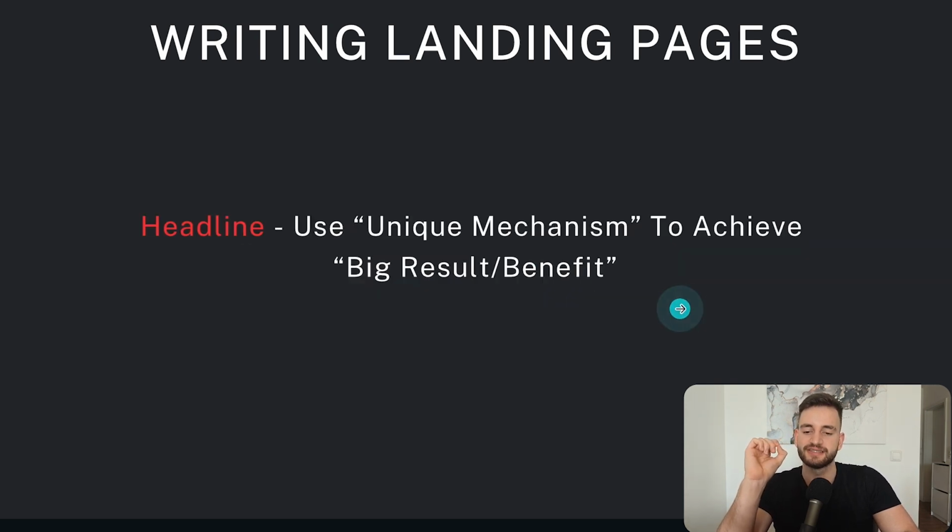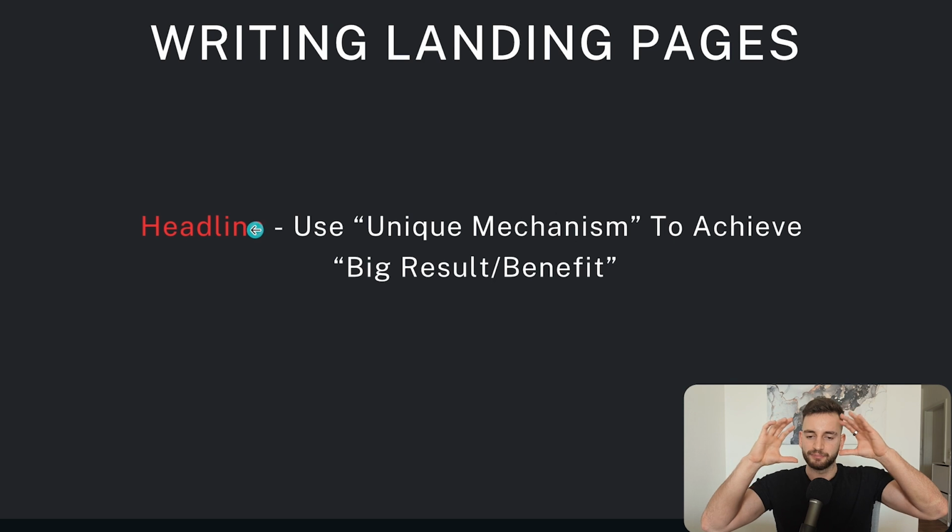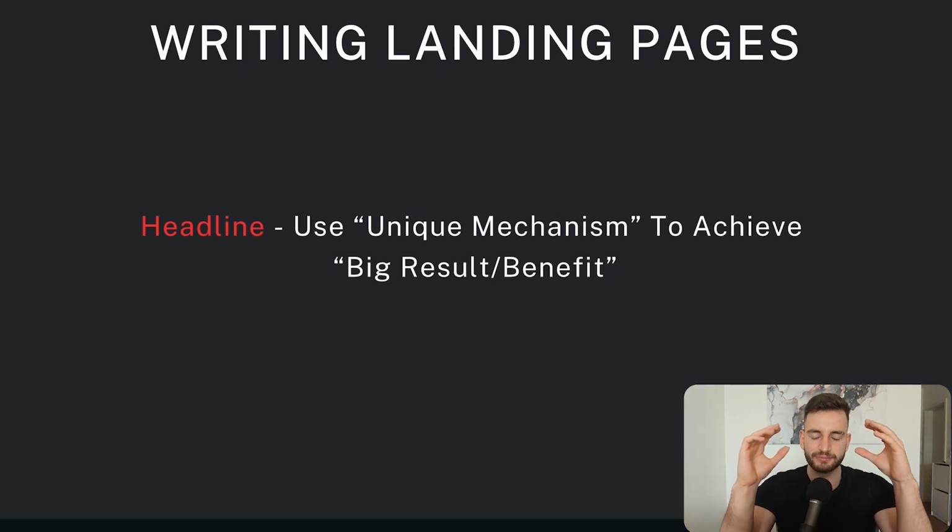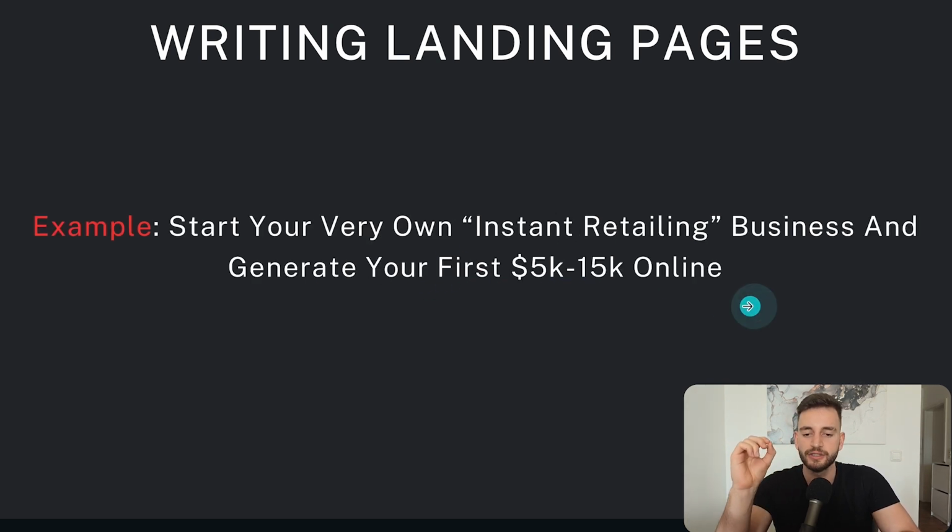It looks something like this, guys. The headline will be the big thing in the middle. You will always talk about a unique mechanism, as I already told you, like the instant retailing method, to achieve a big result or benefit. That's the framework for headlines: use a unique mechanism to achieve a big result or benefit. An example for this would be: start your very own instant retailing business and generate your first 5K to 15K online with your own online e-commerce store, whatever, right?